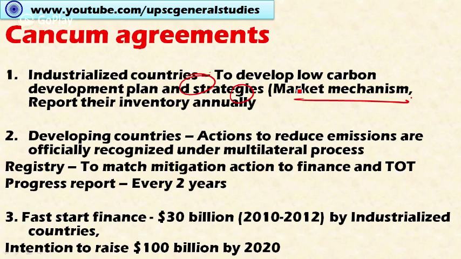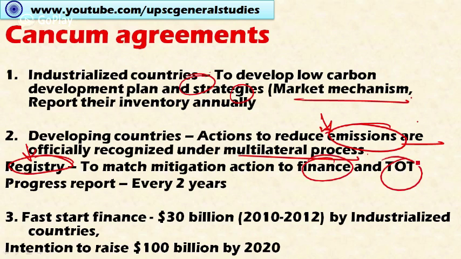And on the part of developing countries, they decided to reduce the global greenhouse gas emissions, and they are officially recognized under the multilateral process. They have decided to reduce the greenhouse gas emission into the atmosphere, and a registry will be established. This registry will record the efforts of the developing countries in reducing greenhouse gas emission into the atmosphere, and the same data will be utilized in providing financial and technical assistance to the developing countries in funding various environment related projects.